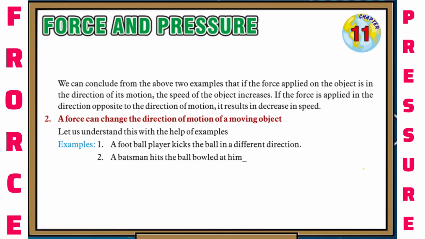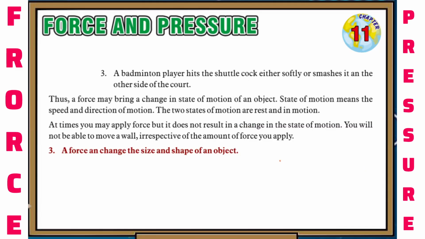Let us understand this with the help of examples. First, a football player kicks the ball in a different direction. A batsman hits the ball, and a badminton player hits the shuttlecock either softly or smashes it on the other side of the court. Thus, a force may bring a change in the state of motion of an object.